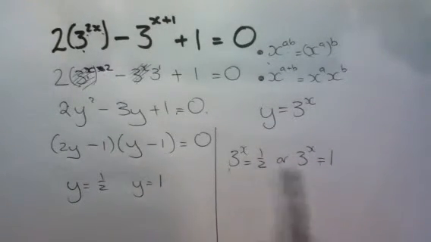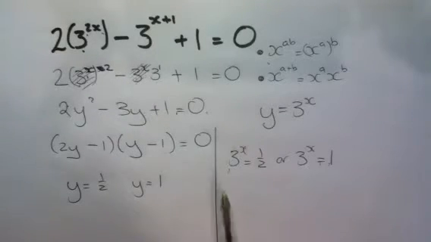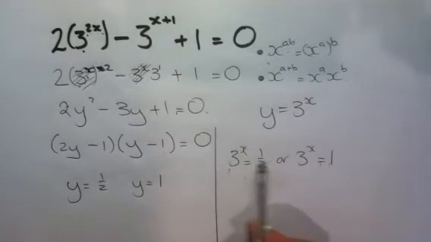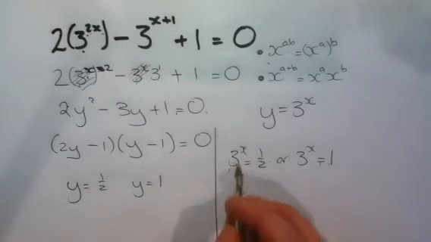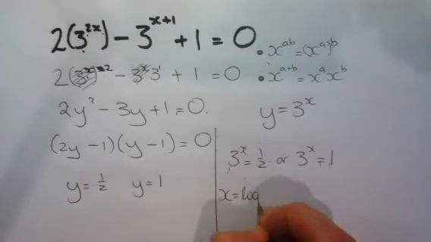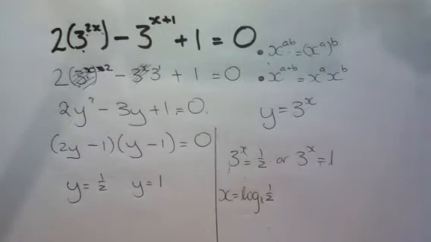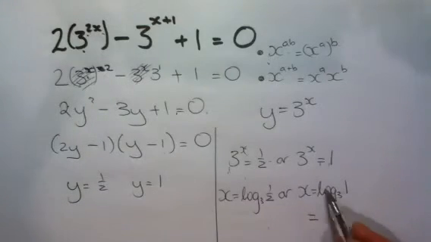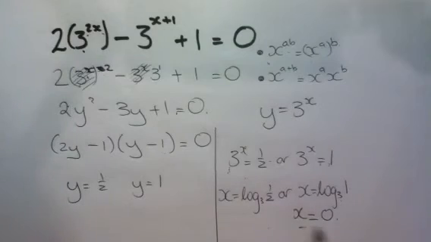So now we need to solve these equations to get x. But this is the same as the very first example that I did, where all we need to do is release this x from this situation. X is the index. So what we're going to do is the opposite of 3 to the power of, which is log to base 3. So that's released the x from that one. And again, here to release the x, log to base 3. But you should know that log to base 3 of 1 is always 0. So your final answers are x is 0, or x is log to base 3 of a half.